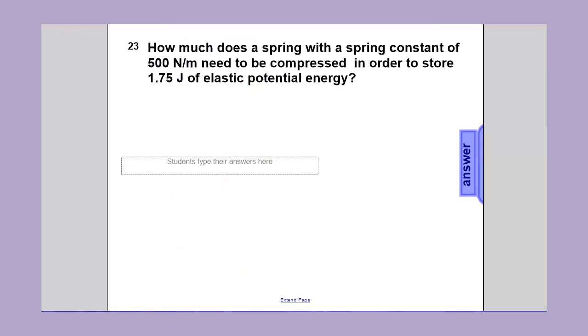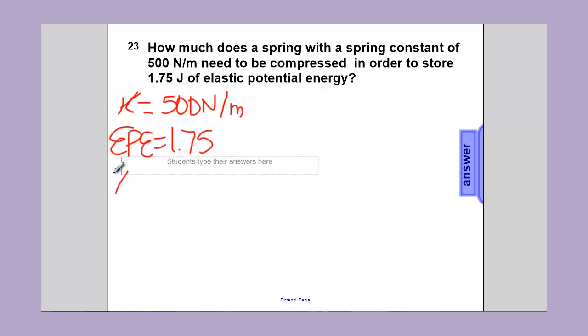All right. Number 23, now they want to know what X is. So how much does a spring with a spring constant of 500 newtons per meter, so K equals 500 newtons per meter, need to be compressed in order to store 1.75 joules of elastic potential energy? So our EPE is 1.75, and we are looking for X. So we've got EPE equals 1/2 kx squared.